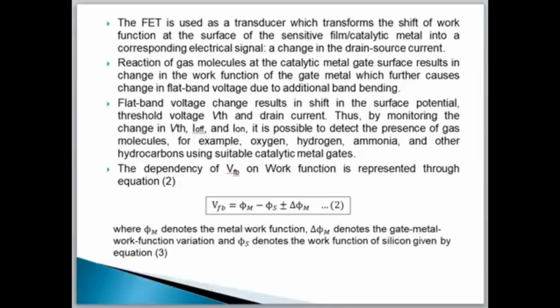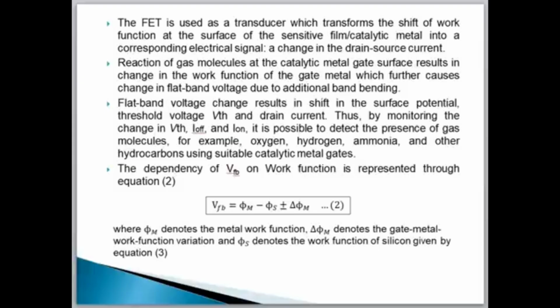Reaction of gas molecules at the catalytic metal gate surface results in a change in the work function of the gate metal, which further causes a change in the flat band voltage due to the additional band bending. Flat band voltage change results in a shift in the surface potential, threshold voltage, and the drain current of the device. Thus, by monitoring the change in the threshold voltage, I on/I off, and subthreshold slope, it is possible to detect the presence of gas molecules, for example oxygen, hydrogen, ammonia, and other hydrocarbons, using a suitable catalytic metal gate work function.